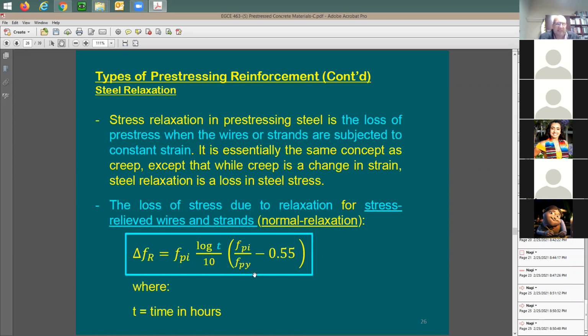The losses here are given by this equation. And this equation is kind of an empirical formula here. This is steel relaxation. This gives you the formula that you are going to be using, right? Look at this. It says delta fR. This gives you the losses. For which wires and strengths? This is going to be for the normal relaxation, which means the 416, the stress relief type. This is not going to be the low relaxation.